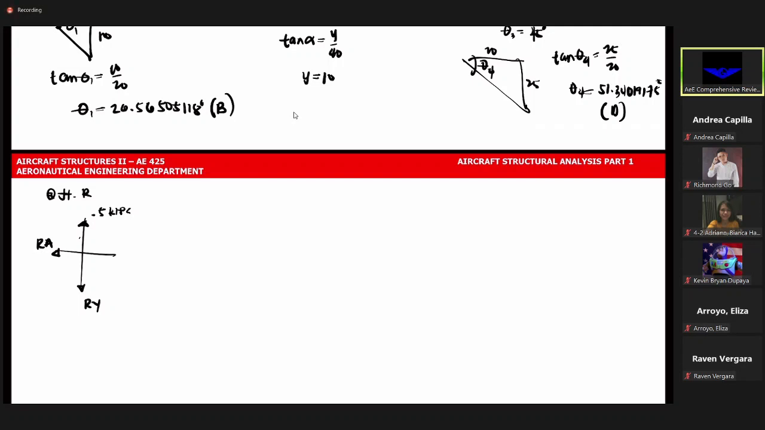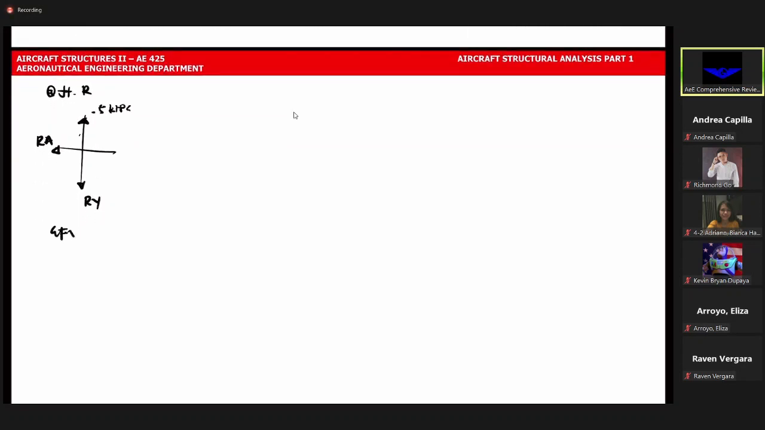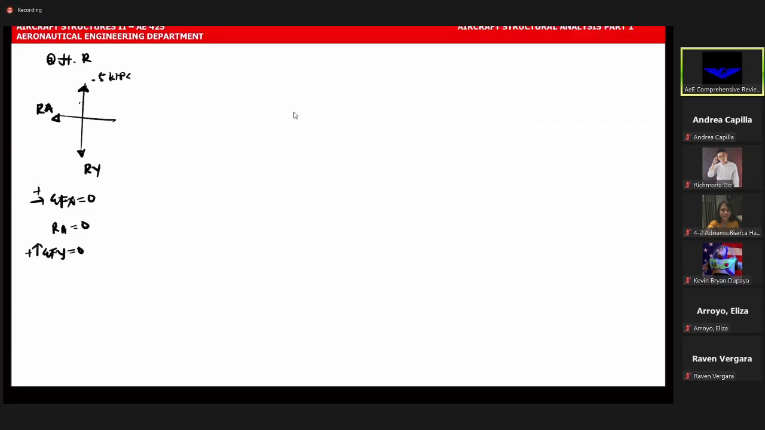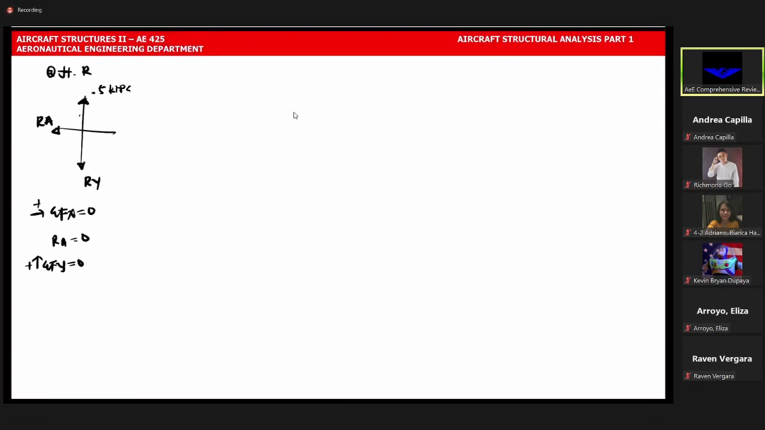So, makita nyo at summation forces X is equal to 0. RA is equal to 0. Summation forces Y is equal to 0. Upward positive. That is 0.5 kips upward minus RY is equal to 0. Therefore, RY is equal to 0.5 kips. Okay, kuha.